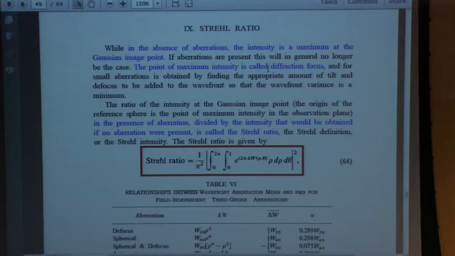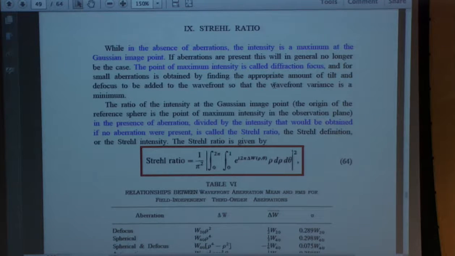But I'll say irradiance is a maximum at the Gaussian image point. And if aberrations are present, then this is probably not true. Probably the maximum irradiance is at some other point. And the point of maximum irradiance is what we call diffraction focus.